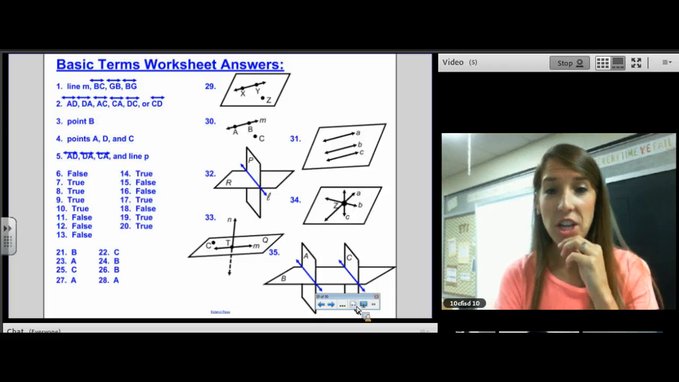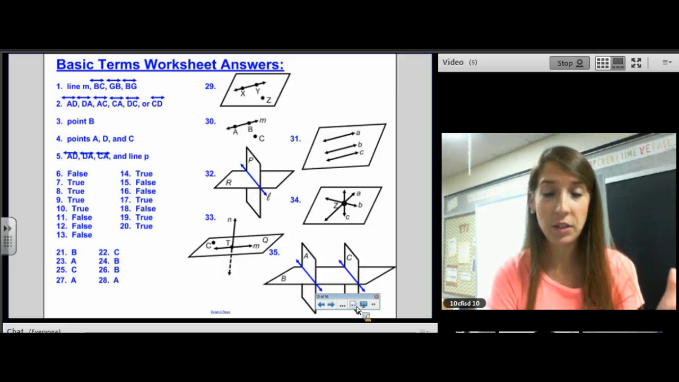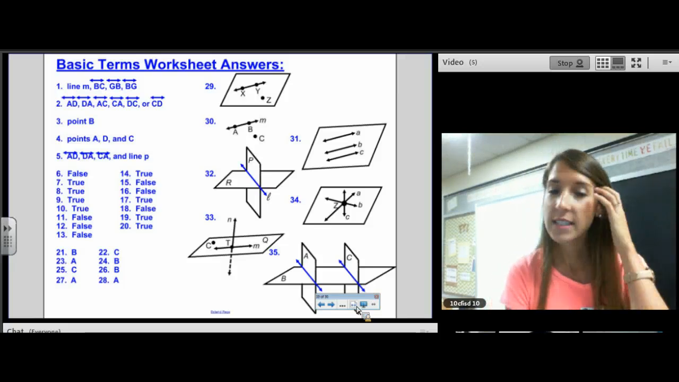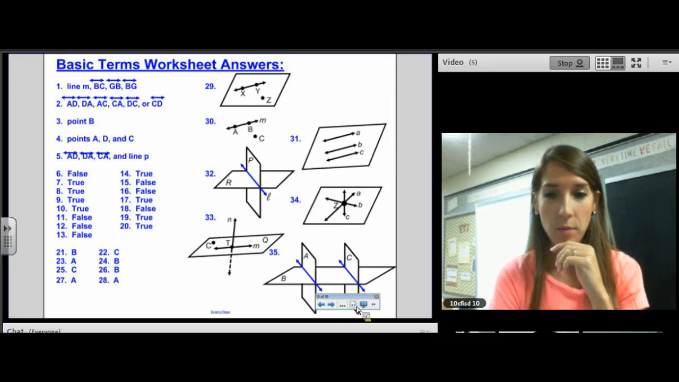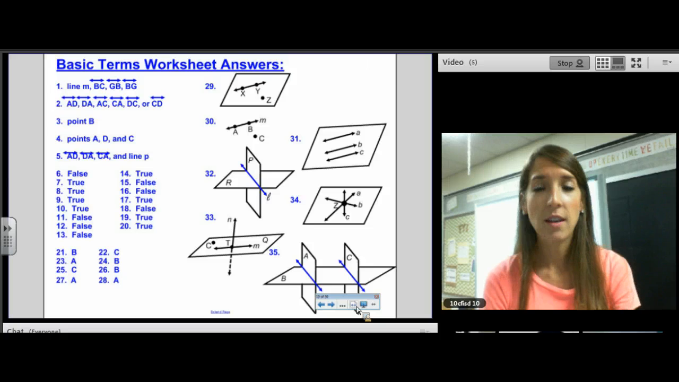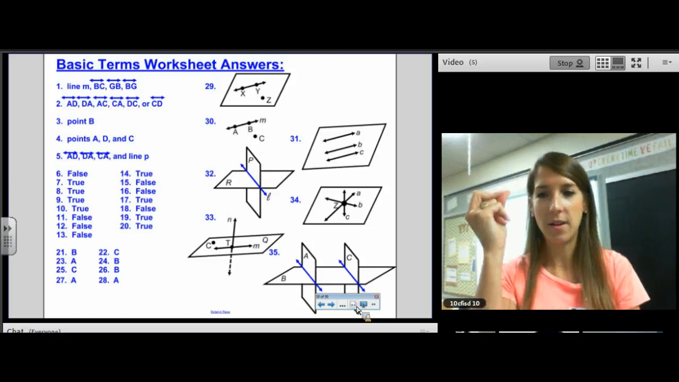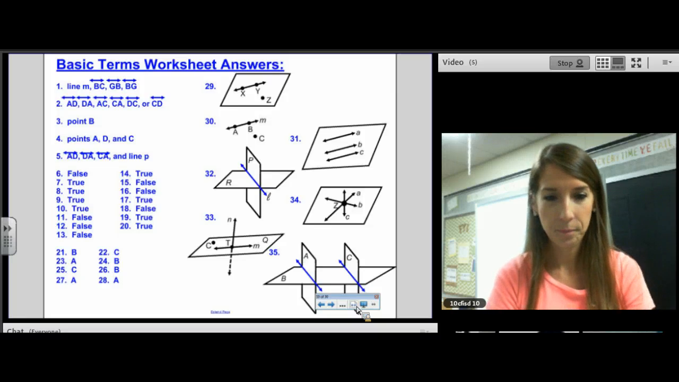So right now you are checking your answers. Some of them have more than one answer, so just keep in mind that some of the questions have more than one answer. The way this works is that you check your answers, you circle the ones you got wrong, and hopefully you ask me about it, or you ask a friend about it, or you realize right away, oh, I know what I did wrong. Okay?